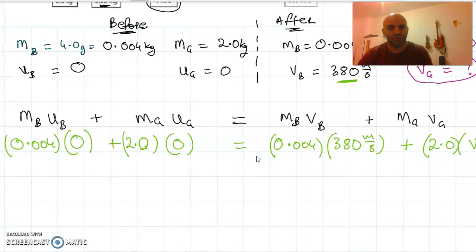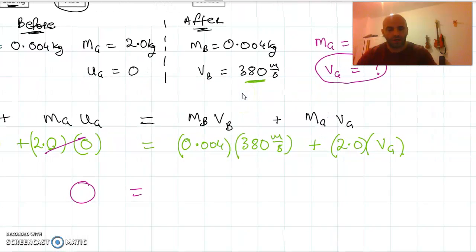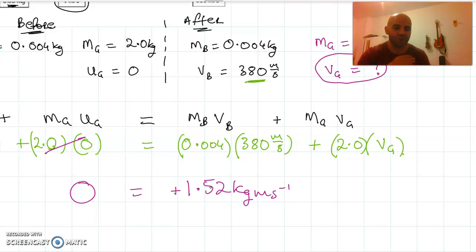So notice that we've got zeros multiplying these two quantities, so they are both gone. On the left-hand side, I've got 0 completely. On the right-hand side, I've got 1.52 kilogram meters per second, and that's the momentum of the bullet afterwards. And of course, that's a positive momentum because it's moving to the right. Plus 2 kilograms times the velocity of the gun.